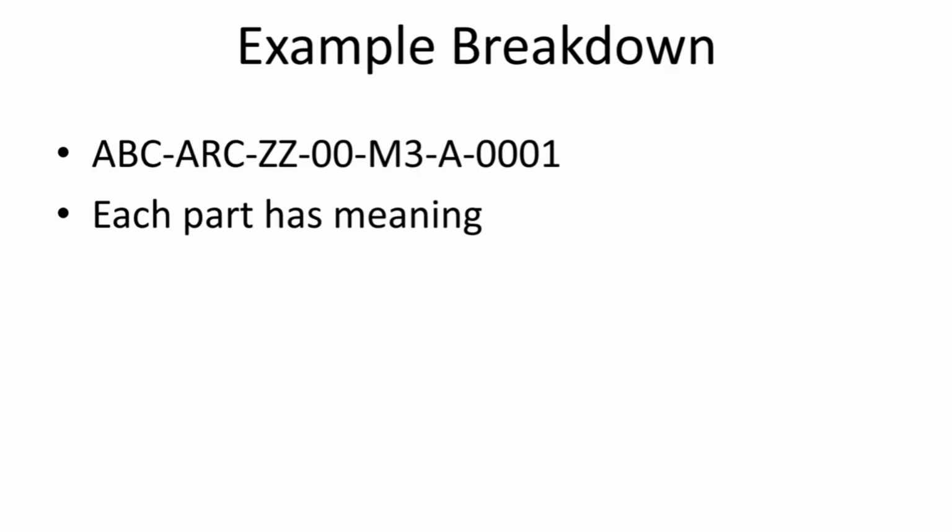Now, number. This is the unique identifier for the file. It is usually a sequential number like 0001, 0002, and so on. This ensures that every file has a unique name.